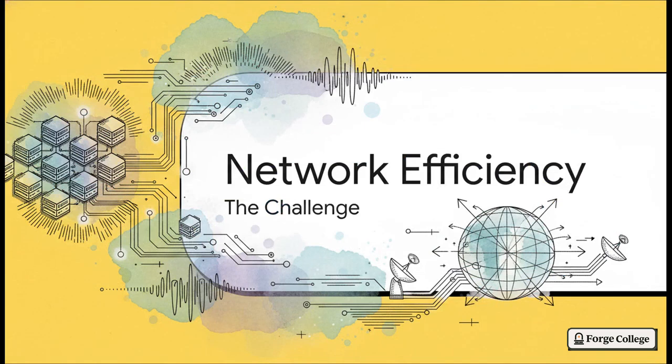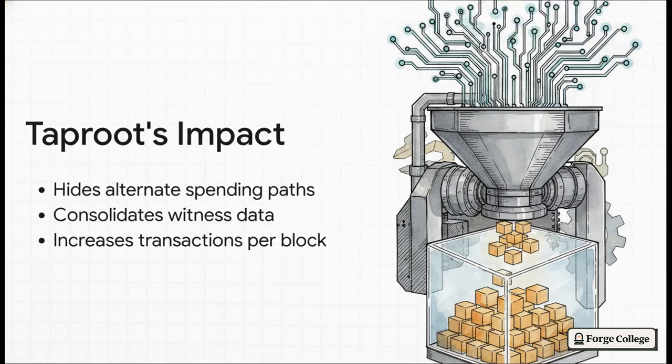Kicking things off with Section 1, the Network Efficiency Challenge. To truly grasp Bitcoin's macro capacity, we really have to look past the code and focus on the actual physics of a globally decentralized network. We know from our last lesson that Taproot shrinks transaction data by hiding alternate spending paths and consolidating witness data, right? But how does that impact the actual plumbing? Well, when complex script branches are revealed less often, the average size of data per transaction goes down, and that directly affects how many transactions can literally fit into a single block.